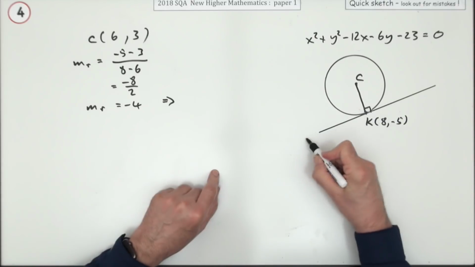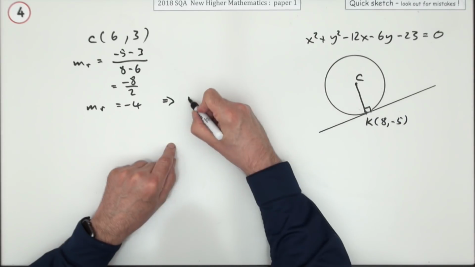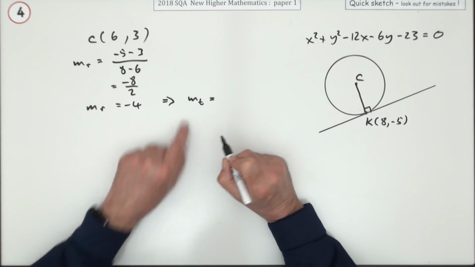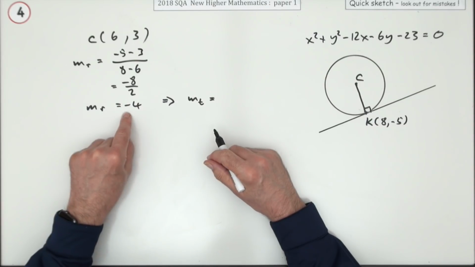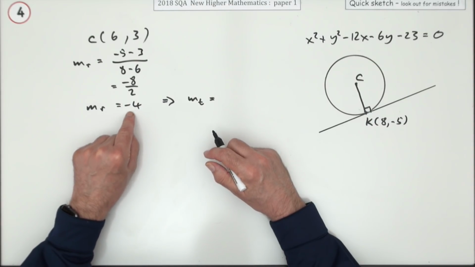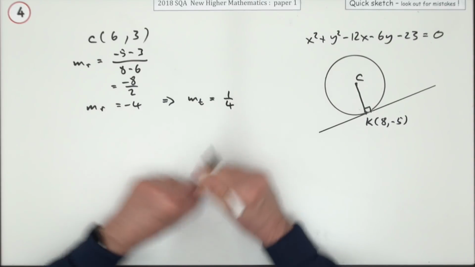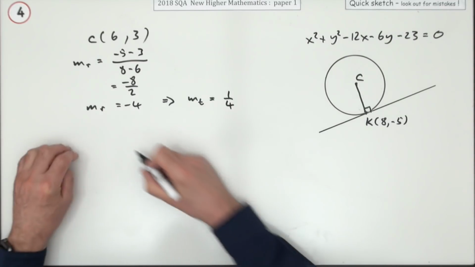Having got that, you know that if this line is perpendicular, I'll call that the gradient of the tangent, it's going to be the negative of the reciprocal. Flip the sign and flip it over. There's 3 marks, I would guess.